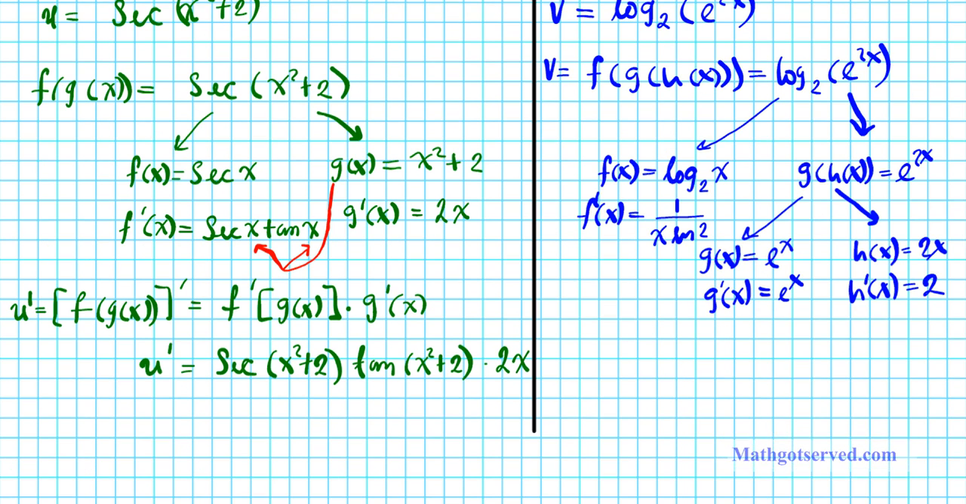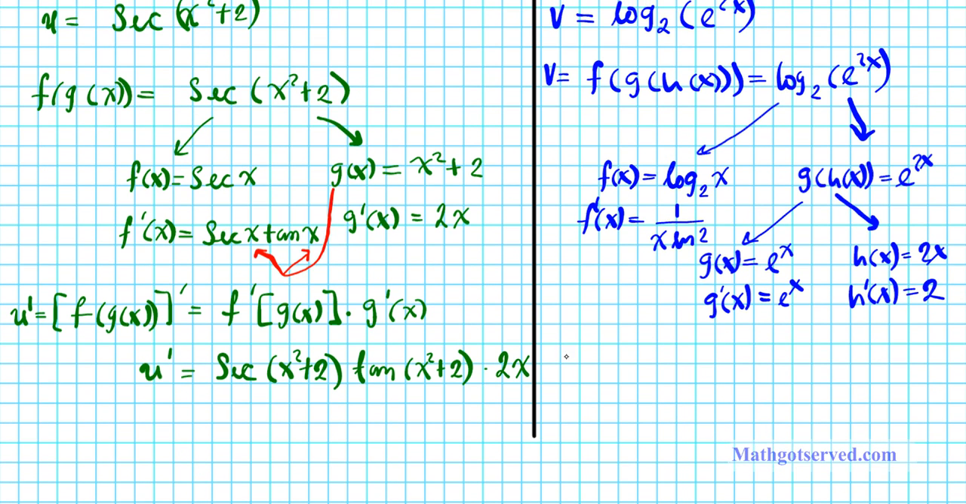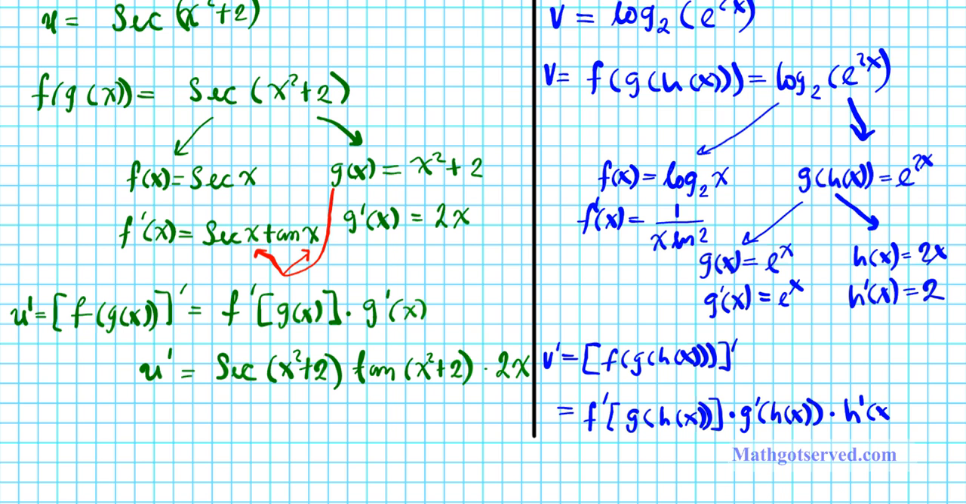All right, so we know what the derivative of three functions composed with each other is. So v prime is f of g of h of x, prime. So that's basically f prime, the derivative of the outermost function, evaluated at the composition of the middle function and the innermost function, times the derivative of the middle function evaluated at the innermost function, times the derivative of the innermost function.